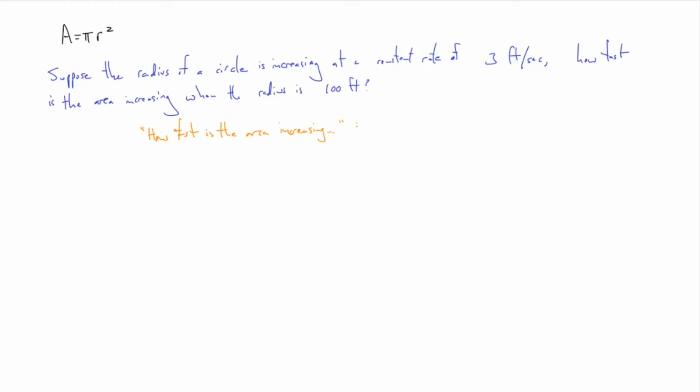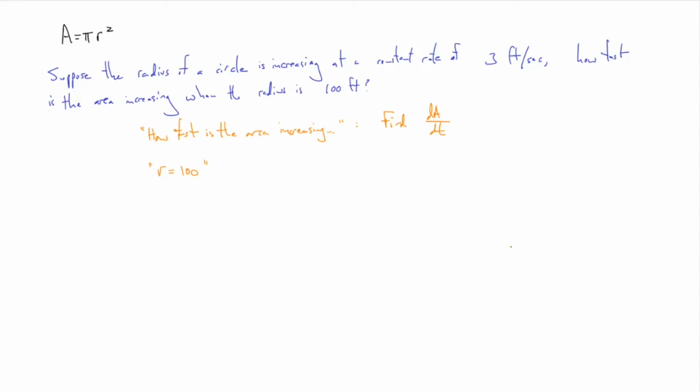If we look at the end, the question, how fast is the area increasing? That's asking us to find the rate of change of the area, or in calculus terms, find dA/dt. In other words, the answer to this question will be the answer to what is dA/dt given all these other conditions. And what are the other conditions?